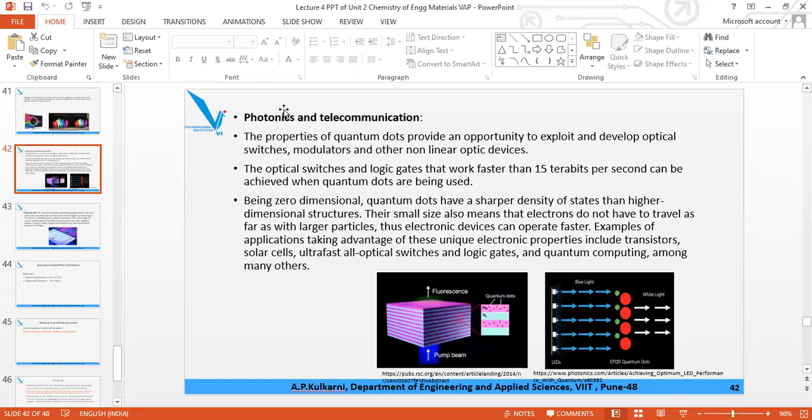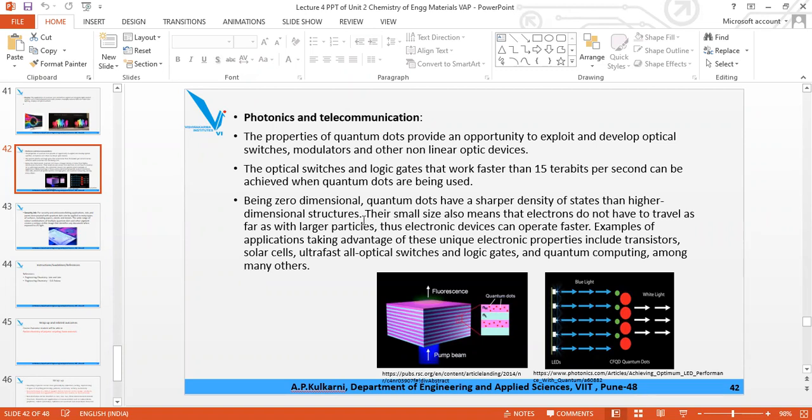So these quantum dots are used to exploit and develop optical switches, modulators, and other non-linear optic devices. That is the first application. The optical switches and logical gates that work faster than 15 terabytes per second can be achieved when quantum dots are being used. When we use quantum dots in logic gates or optical switches, they work faster than 15 terabytes per second.